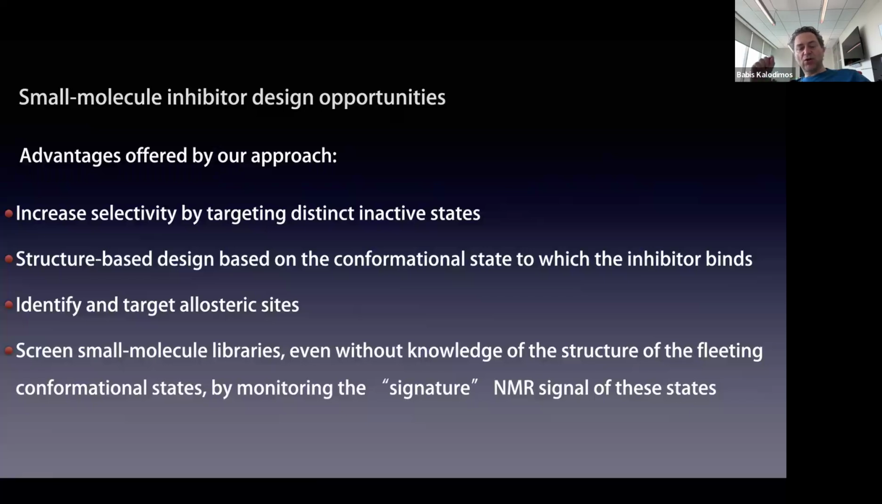If someone targets not the active states, which as I told you are very similar across the kinome, but rather target distinct inactive states, then potentially we can increase selectivity. This is exactly why Gleevec is so selective. It doesn't bind to the active conformation, but it binds to this inactive conformation. As I said, that wasn't known until we figured this one out. But now we understand very well why Gleevec is so selective.